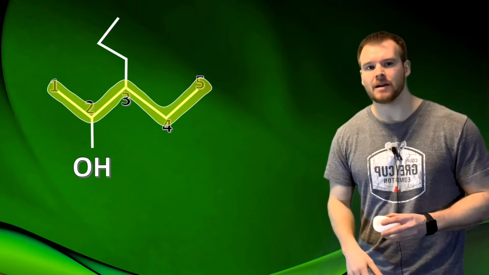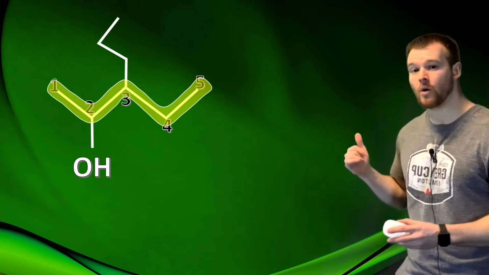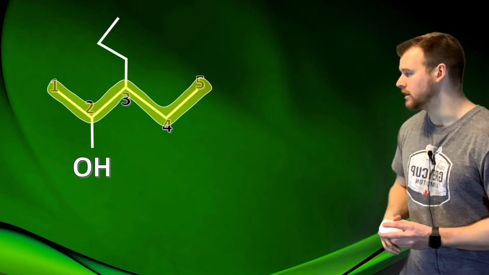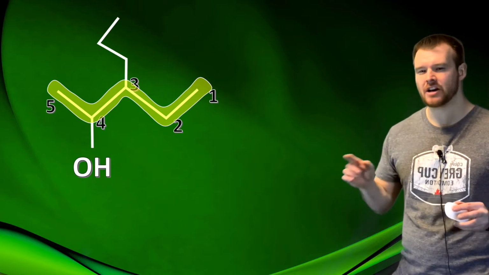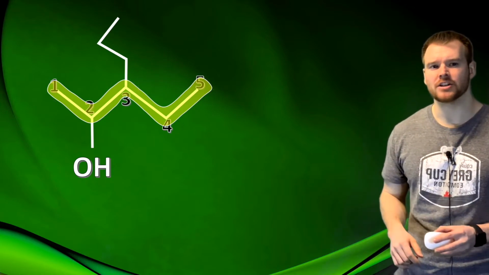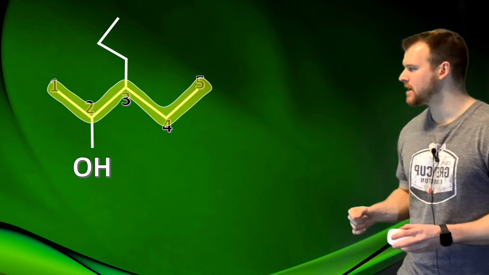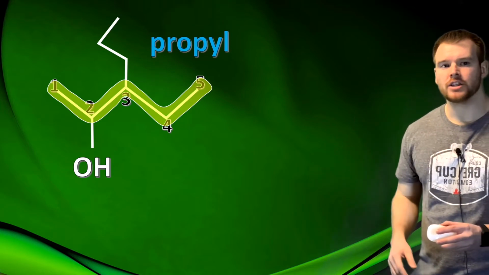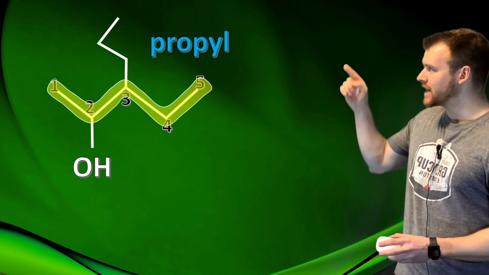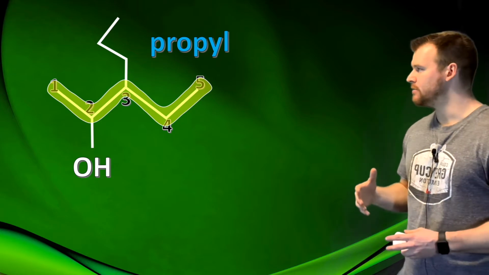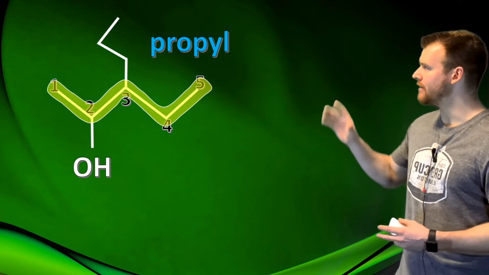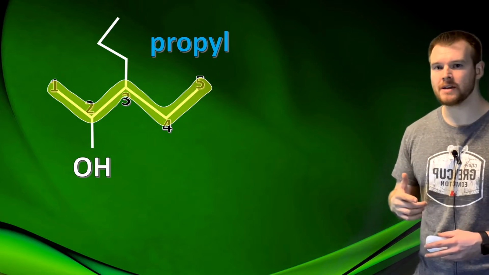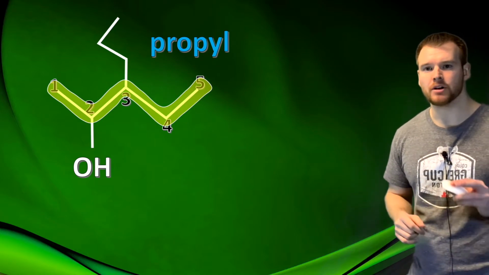Now in numbering these, I put up my numbers 1, 2, 3, 4, 5. This has my OH on a low number. If we were to flip it the other way, we see that would put it on a 4, which is a higher number. So let's go back to that original numbering like this. So then we have the OH on the 2, and we have a branch that is 3 carbons. So that would be the prefix prop, and because it's a branch, it's propyl. So we have a branch of propyl on number 3 and OH on number 2.